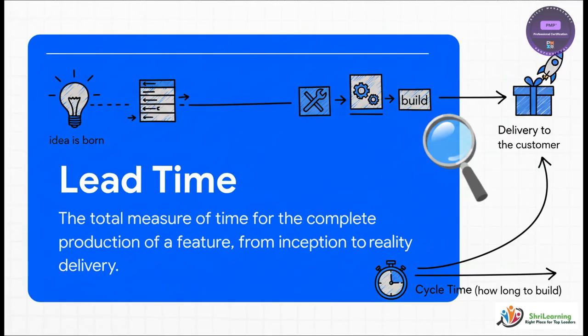The clock starts ticking the second an idea is even conceived, maybe when it's just a note sitting in the backlog. And it doesn't stop until that feature is live and in the hands of the customer. So, if cycle time is how long it takes to build it, lead time is how long the customer has to wait for their idea to become a reality.